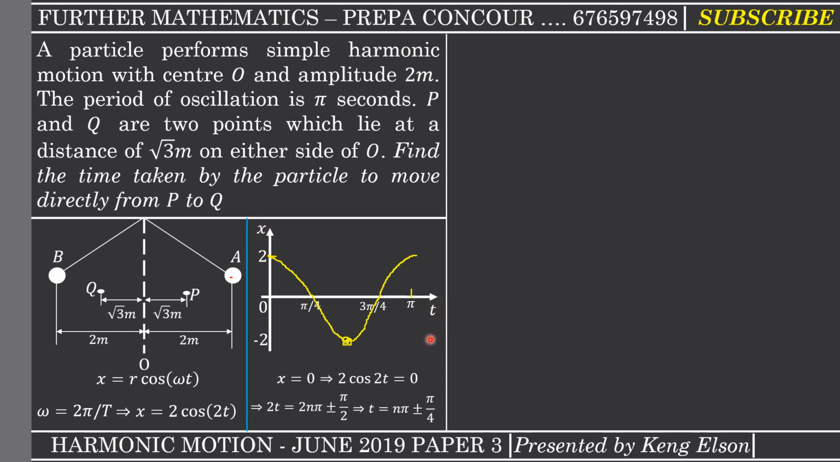This is the first method I'm using. The second method is very short, but I want to really analyze this using the first method, so that you actually get to understand what happens during simple harmonic motion and how all these graphs came about. Now, the objective of the question is to find the time taken to move from P to Q. Let us indicate P and Q on our diagram. So where will P be?